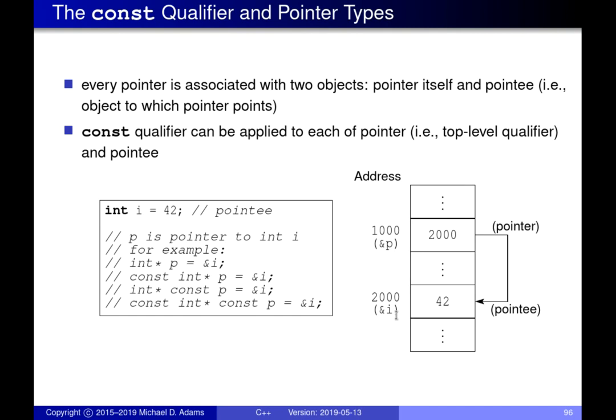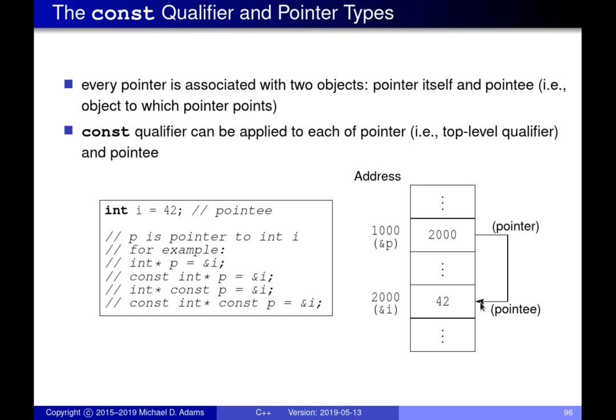And then in the last case, we have a constant pointer to a constant integer. In this case, we can't change the pointer. It's stuck pointing wherever it's pointing until the end of time, and we can't change what it points to either. And which of these you want to use will depend on what goal you're trying to achieve.